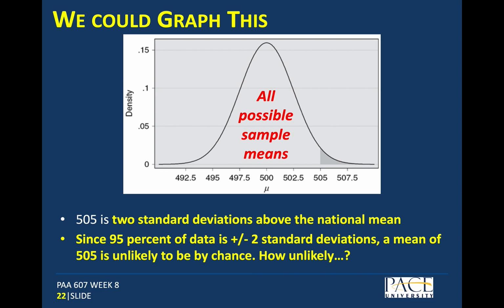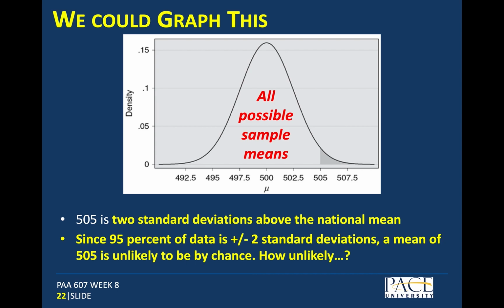And we know what the standard deviation is because we were told that. From that, we can make a graph here, and we can figure out that indeed 505 is 2 standard deviations above the national mean. And I've shaded it here on the graph in front of you. Actually, your textbook author shaded it for me, but it's shaded nonetheless in the graph in front of you.